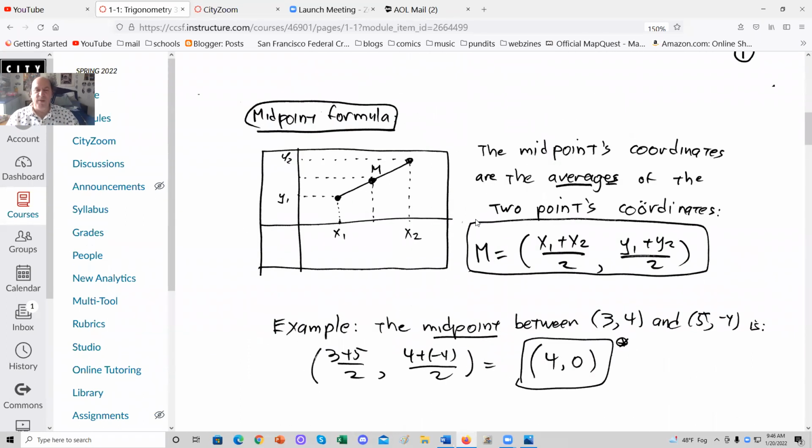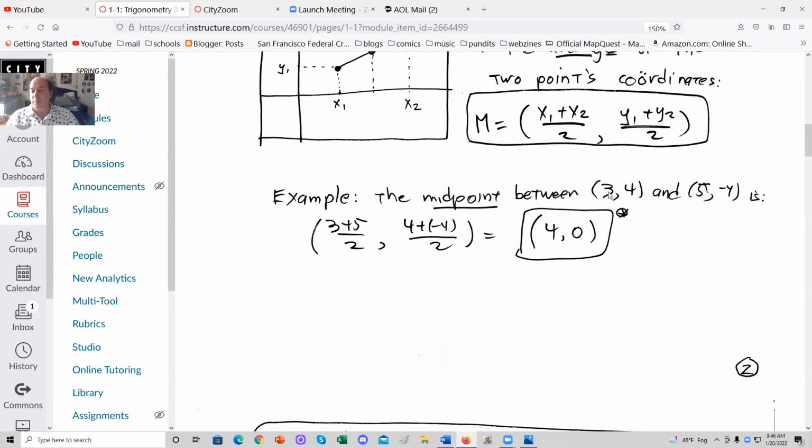All right, the midpoint formula is pretty easy. If you draw 2 points in the plane and draw perpendiculars, x1, y1, x2, y2, then the midpoint will have coordinates that are the average of the 2 points' coordinates. Here's x1 and x2, and midway between them is their average, x1 plus x2 over 2. Here's y1, here's y2, and midway between them is y1 plus y2 over 2. So the midpoint has coordinates x1 plus x2 over 2 by y1 plus y2 over 2. You can think of it as the average point.